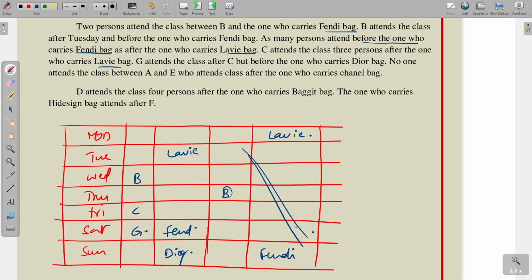Next point. No one attends the class between A and E, who attends the class after the one who carries the Chanel bag. So here the Chanel bag is there. D attends the class 4 persons after the one who carries the Baguette bag. Suppose here Baguette, so 1, 2, 3 and 4. Here D is placed. The one who carries the Hermes bag is after F. So here F is there, here Hermes, and the remaining Prada bag is there. So it is the final arrangement.